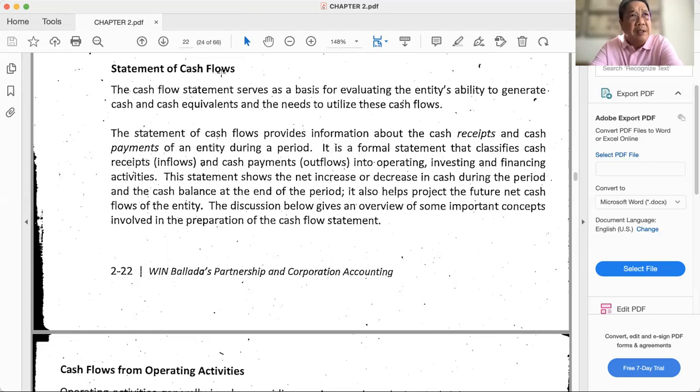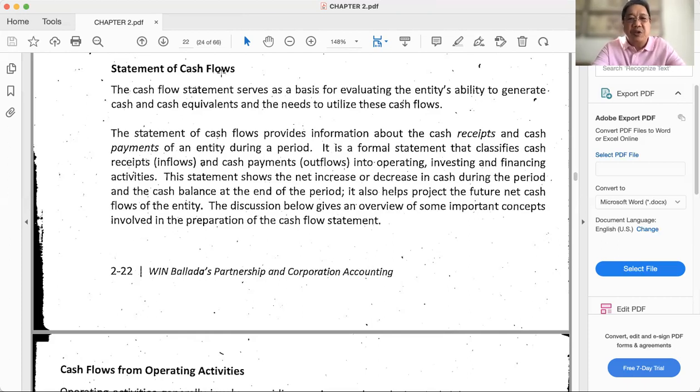Saan mo ba ginamit? Sa pag-operate ba ng negosyo? Pinangsweldo mo ba? Operating yon. Investing, nagpagawa ka ba ng building? At ikaw ba ay bumili ng lupa? Investing. And financing activities. Ano-ano naman yung mga financing activities? Paano mo nadagdagan ng cash? Umutang ka ba sa bangko? Paano nabawasan ng cash? Nagbayad ka ba sa bangko?